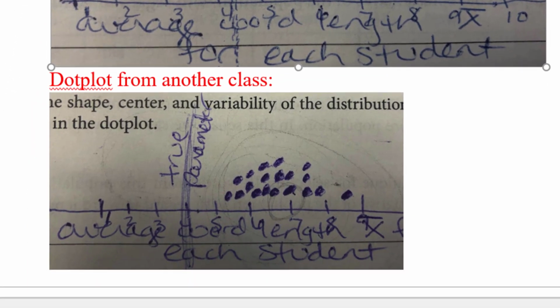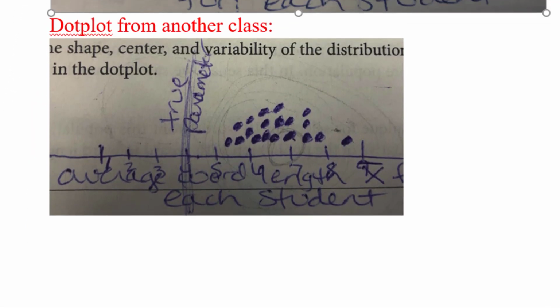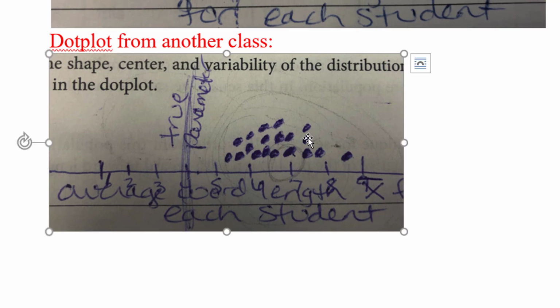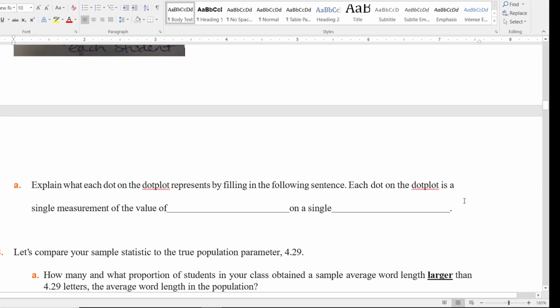For another class, maybe my afternoon class from last semester, here is their dot plot. Again, it's exactly the same thing, just a different class. This time the true parameter of mu equals 4.29 is again this vertical line, but you'll notice every single student in the class actually had an average word length higher than that. So I've given you two examples of dot plots from two face-to-face classes. Okay, going on then to the question.